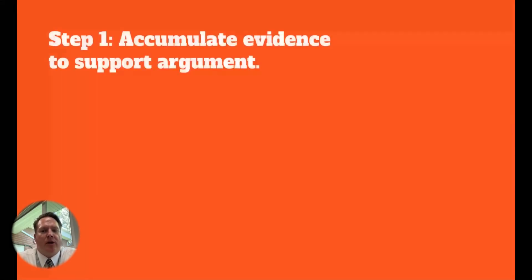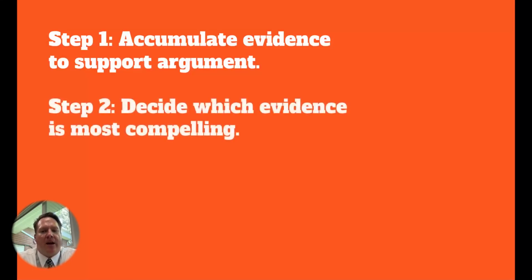So step 1 is to accumulate evidence to support an argument. I find it useful to split your evidence into categories of support and refute. What evidence do you have to support the question's assertion? What evidence do you have that goes against it? I also find it useful to break the evidence into political, economic, or social themes.